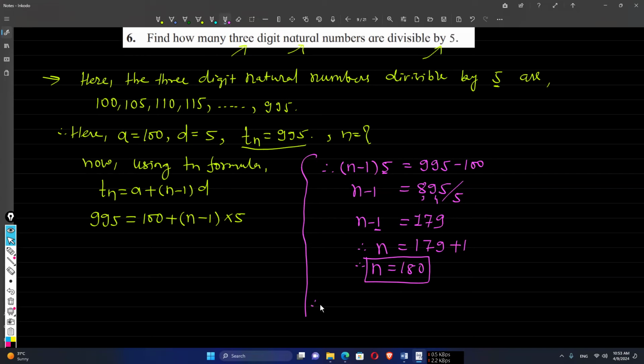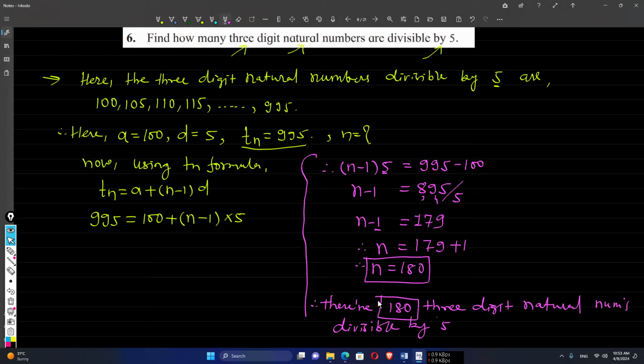Okay, therefore there are 180 three-digit natural numbers divisible by 5. Okay, so this question can be asked for 3 marks. Now let's move towards the next problem.